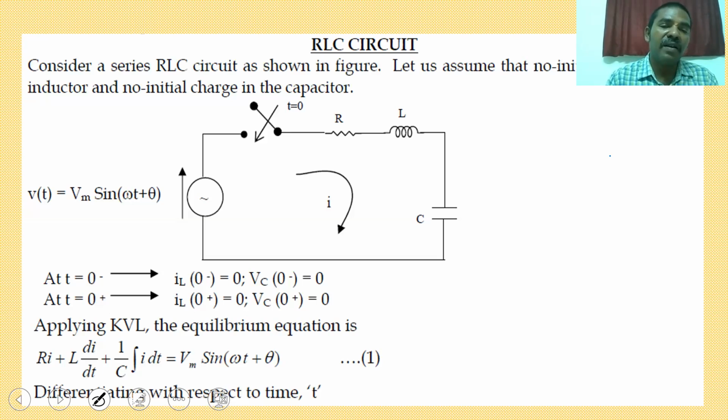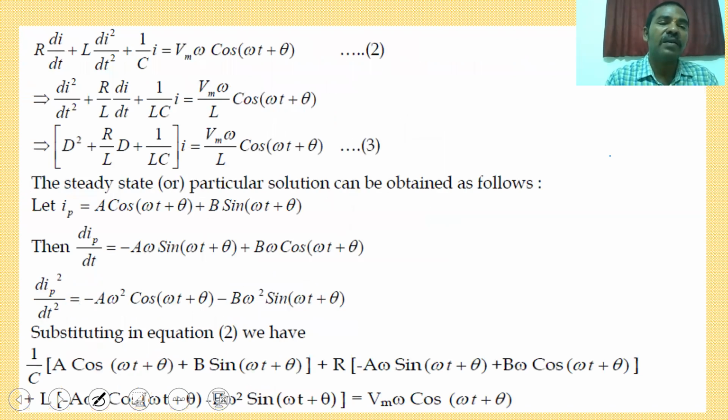Now apply KVL for this loop. The equilibrium equation is R i plus L di/dt plus 1/C integral of i dt equal to Vm sin(ωt + θ). Here integration is there, so to avoid the complexity we go for differentiation. So R di/dt plus L d²i/dt² plus (1/C) i is equal to Vm ω cos(ωt + θ). So d²i/dt² plus (R/L) di/dt plus (1/LC) i is equal to Vm ω cos(ωt + θ) divided by L.